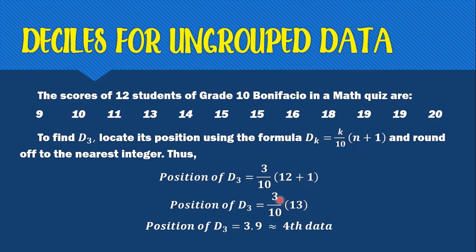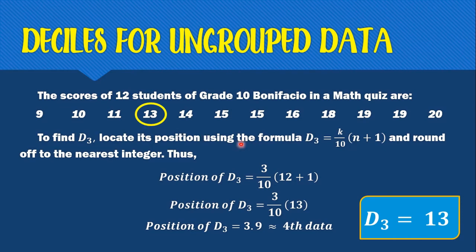And then we have 3 over 10 times 13 is equal to 3.9. Rounding off to the nearest integer, we have the fourth data. So among these numbers in an array, the fourth number or fourth data will be 13. So therefore, our D sub 3 or the third decile value is equal to 13.